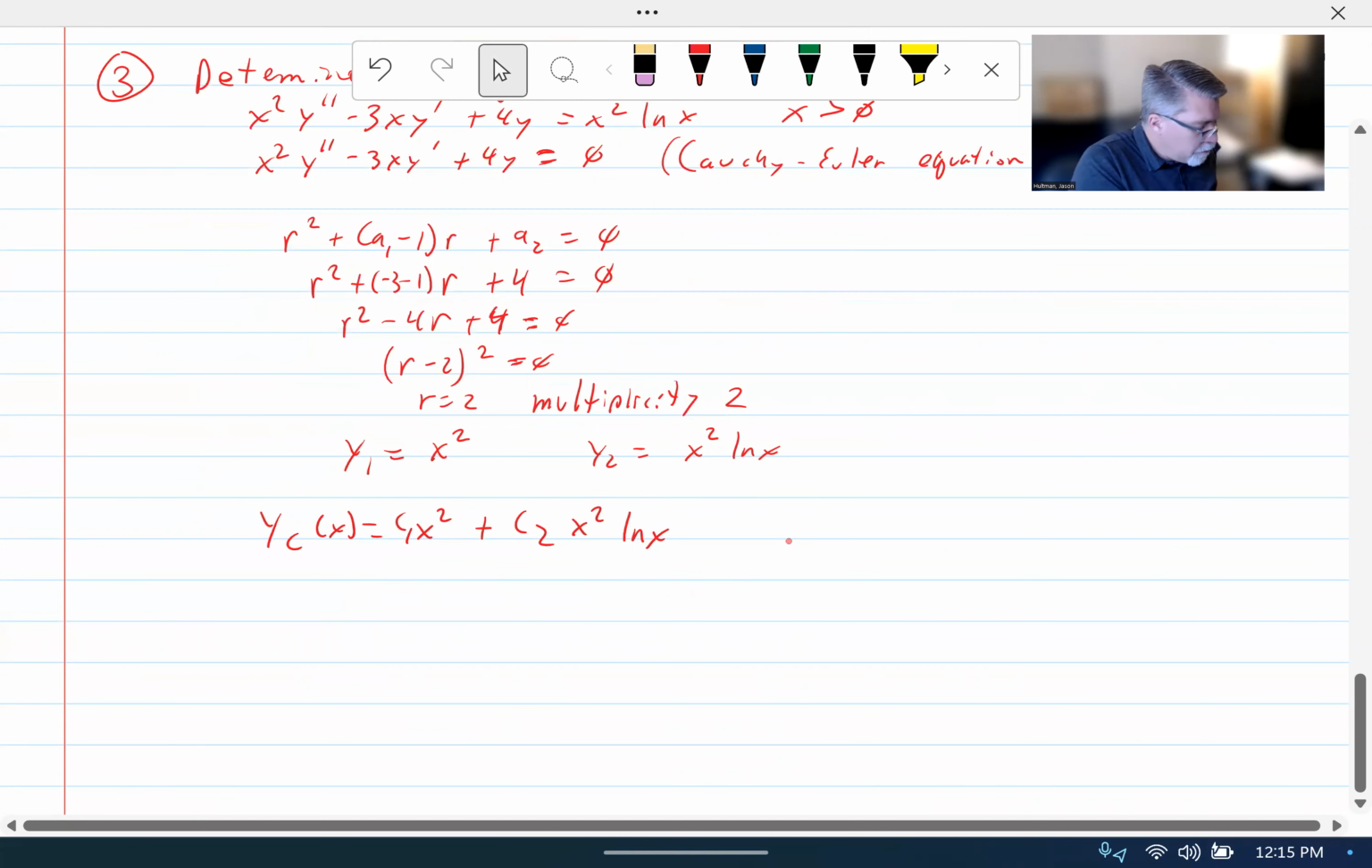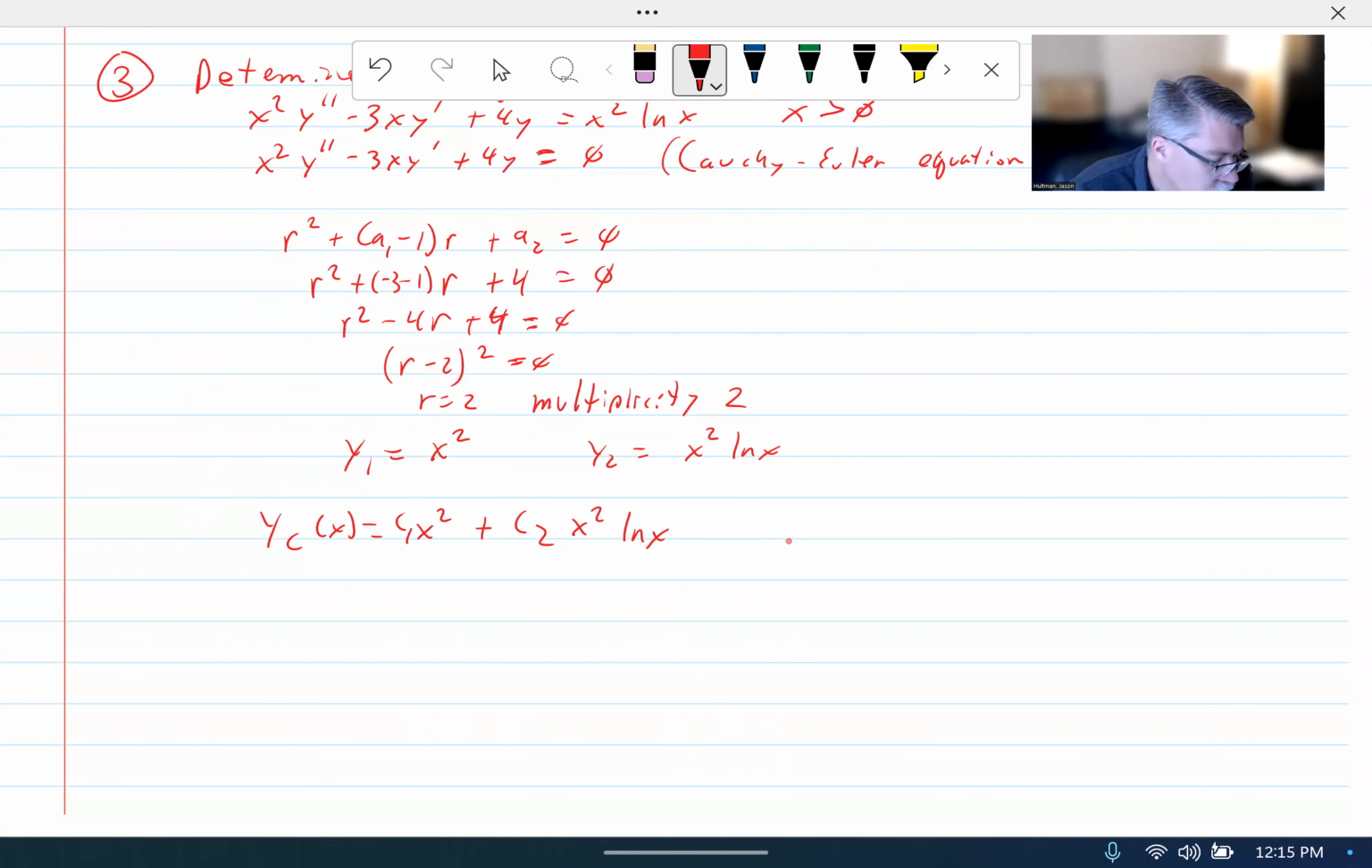Now, how do I find my yp? To find the yp, we need to put this thing in standard form. If we're working with a Cauchy-Euler equation, we need to put this in standard form so we can figure out what a1 of x is and a2 of x is.